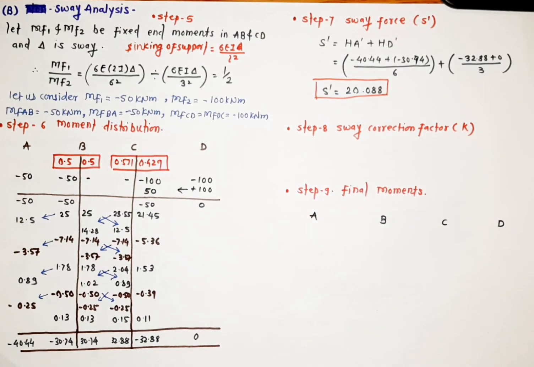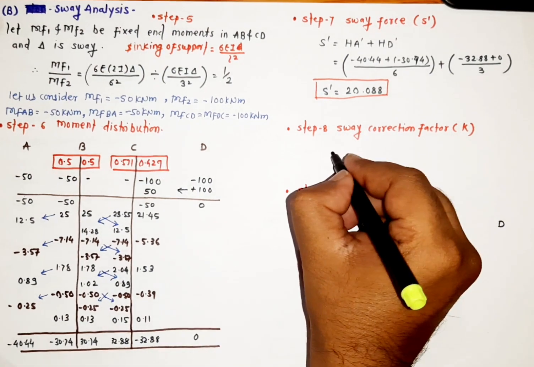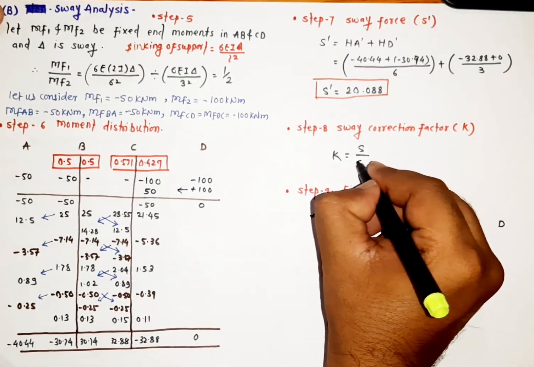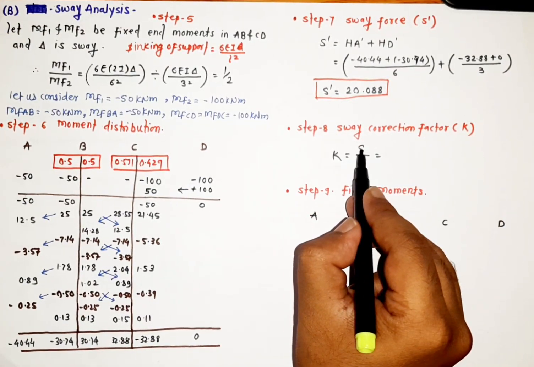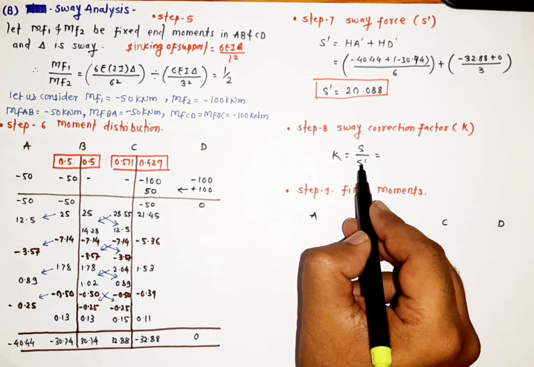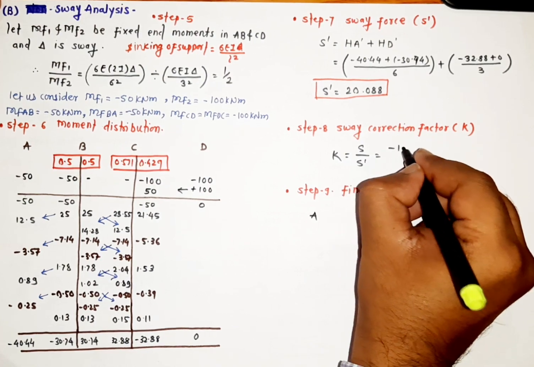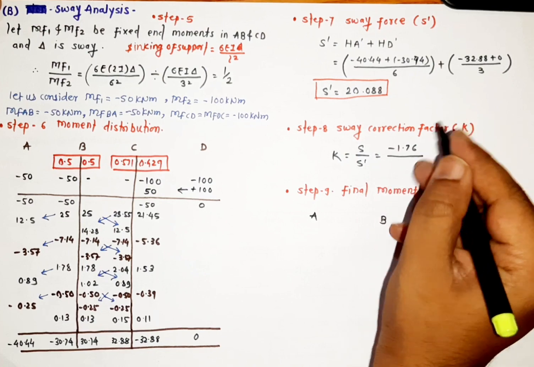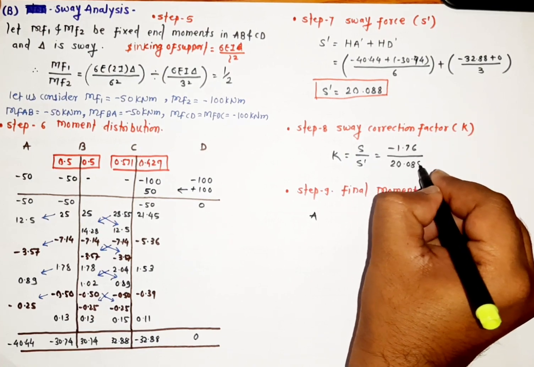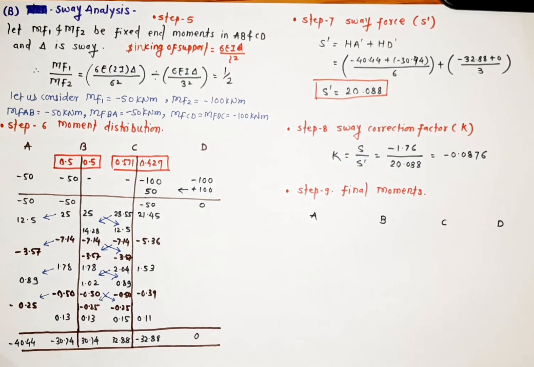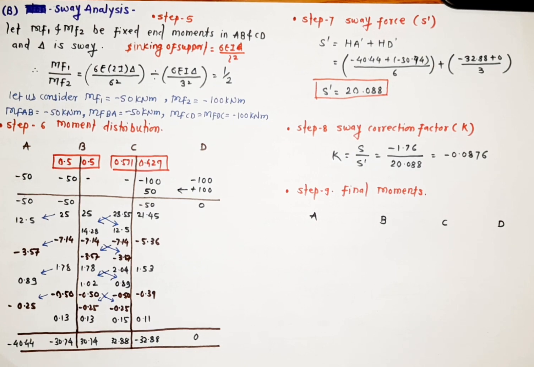Now we want to write down the sway correction factor. Sway correction factor is denoted by K, and ultimately it is the ratio of S divided by S dash, that is the sway force due to non-sway analysis to the sway force due to sway analysis. That is nothing but the sway force due to the non-sway analysis, which was 1.76, divided by 20.088. Ultimately this comes to minus 0.0876. Now this completes our problem, but only the last step is remaining, where we have to add all our final moments which we calculated.